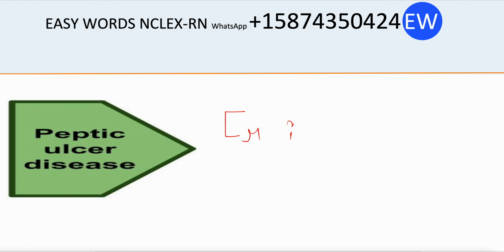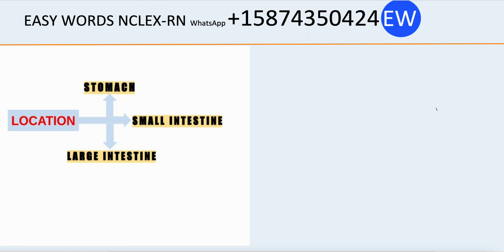Peptic ulcer disease is the erosion of the mucosal layer of the GI tract, which is normally related with acute inflammation. Even though ulcers may occur anywhere along the alimentary canal, the most common site is the duodenum. Stomach ulcers can be on either side of the stomach.